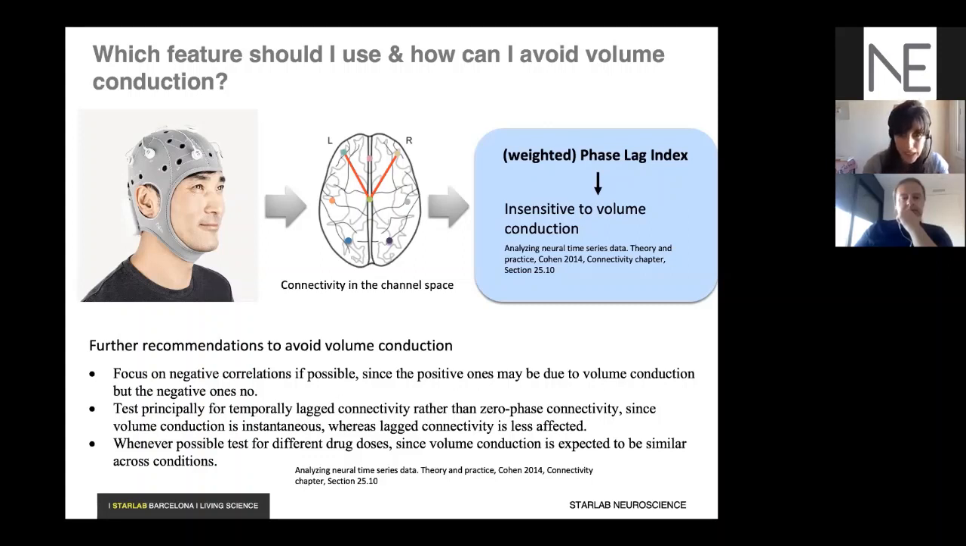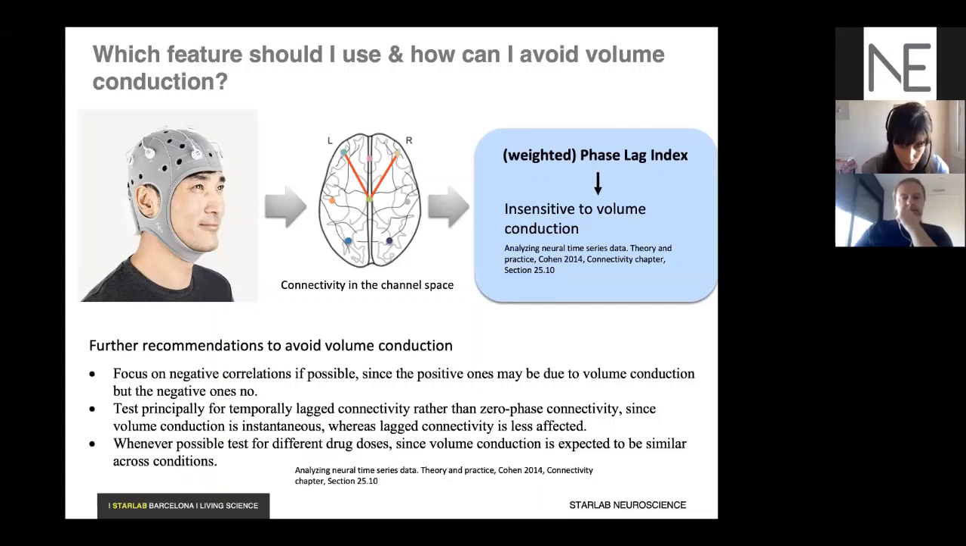But if you really want to try different metrics, some other recommendations to avoid volume conduction, according to the same author, would include to focus on negative correlation if possible, since the positive ones are maybe due to the volume conduction, and to principally test for temporal lagged connectivity, because usually the volume conduction is instantaneous. So if you check for different time lags, then probably this connectivity would be less affected by the volume conduction. And finally, whenever possible, try to test for different drug doses, or if you are using tCS, you can test tCS versus a sham condition, because the volume conduction is expected to be similar across conditions. So these would be some recommendations on how to deal with the volume conduction problem and still carry out connectivity in the channel space.